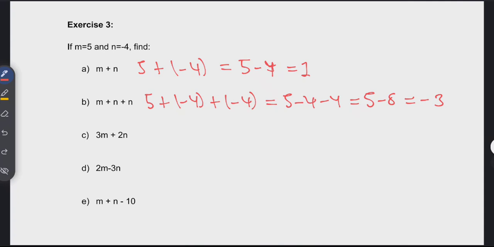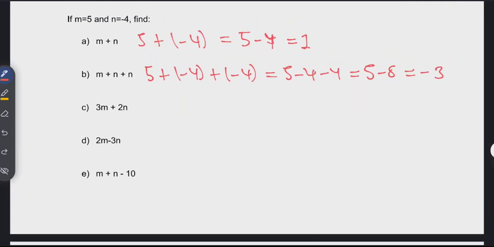Okay, what about 3m plus 2n? So 3 times 5 plus 2 times minus 4. So let's deal with the first sum first. So 3 times 5, that's 15. And what is 2 times minus 4? That's going to be a negative because it's a positive times by negative. So it becomes 15 plus negative 8, which is the same as saying 15 minus 8, which is the same as 7.